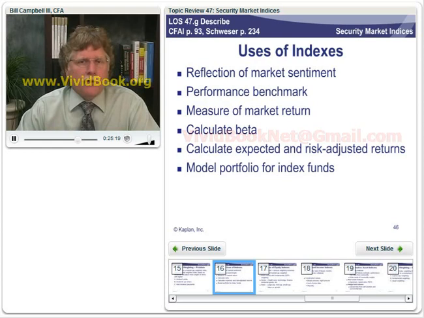Finally, it's also used as a model portfolio for index funds. An index fund, a mutual fund, or an ETF that tracks this index, the index then is used as the model portfolio.